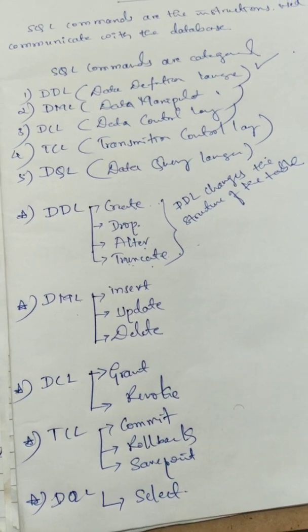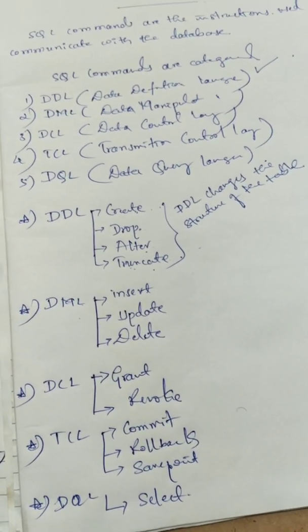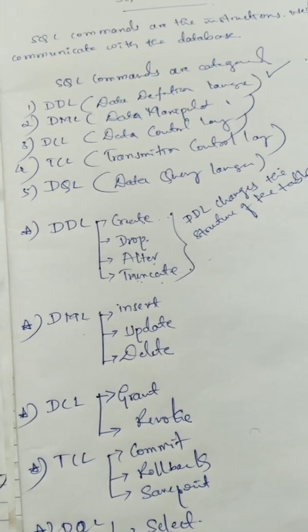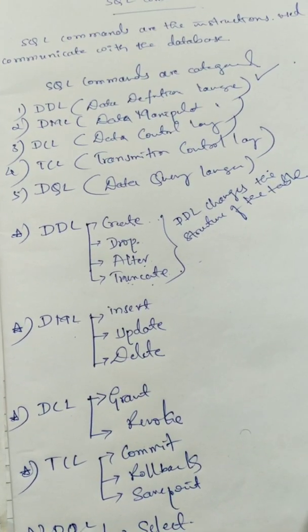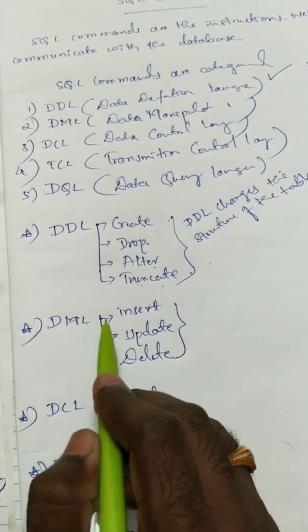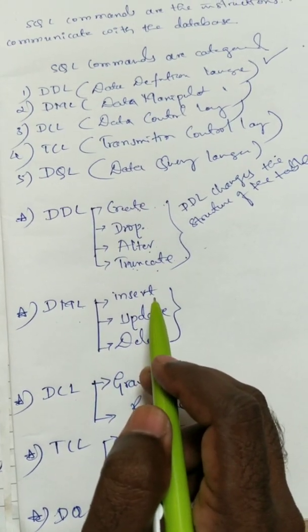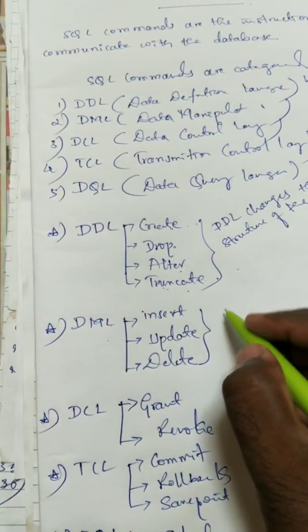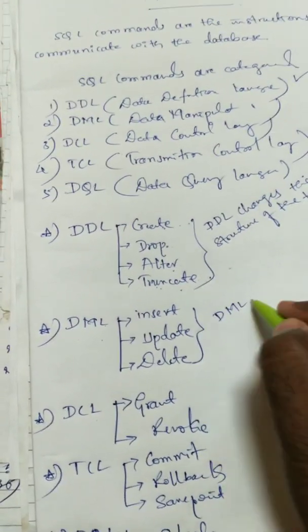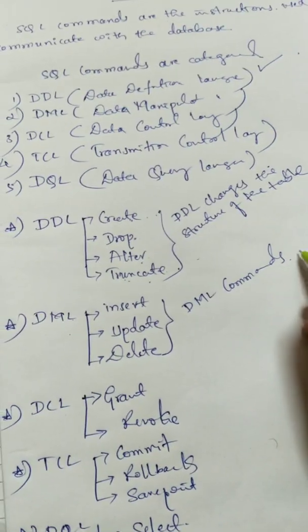So in the DML command, what is the use of the DML command? DML is data manipulation language. These commands are used to modify the database. Whatever commands we have in DML, that is insert, update, and delete, these commands are used to modify the database.